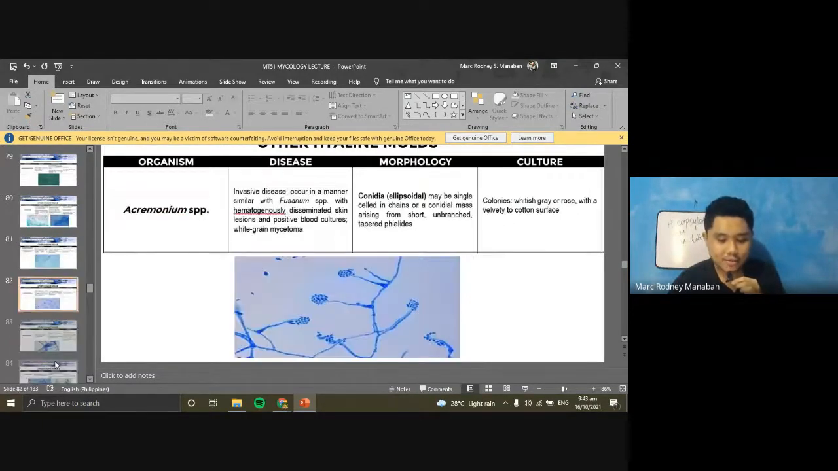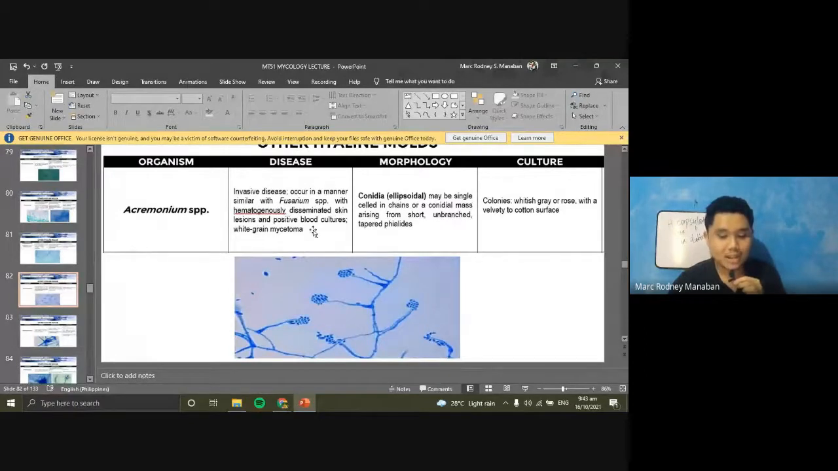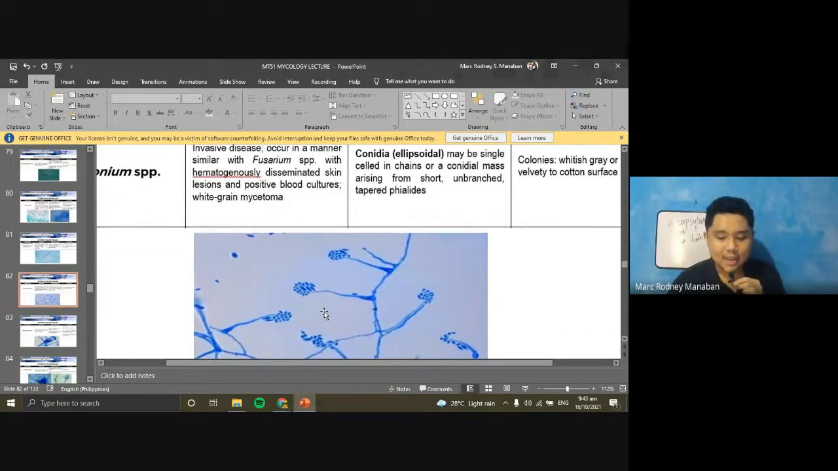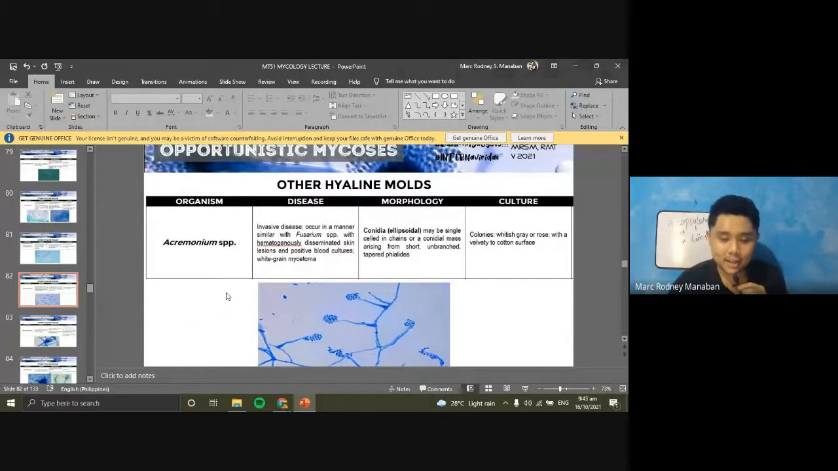All right. Next, you have your Acremonium. Acremonium species, take note, it can be disseminated too, hematogenously, similar to Fusarium species. Again, the conidia are ellipsoidal, as you can see, and they form a conidial mass. So there's a group of conidia, and the phialoconidia are what hold them. That is your Acremonium species. Now, cottony colonies still, and whitish gray or rose in color.